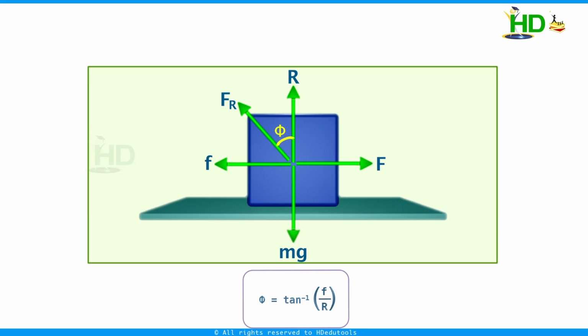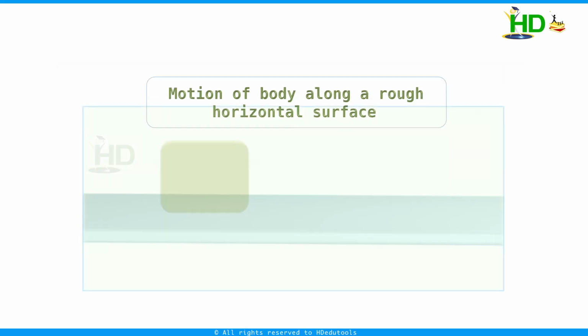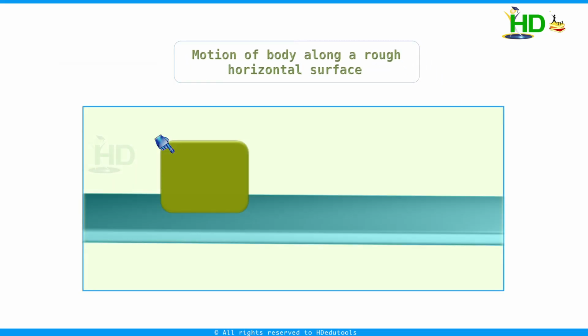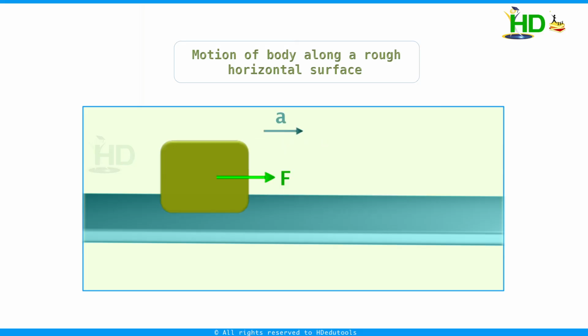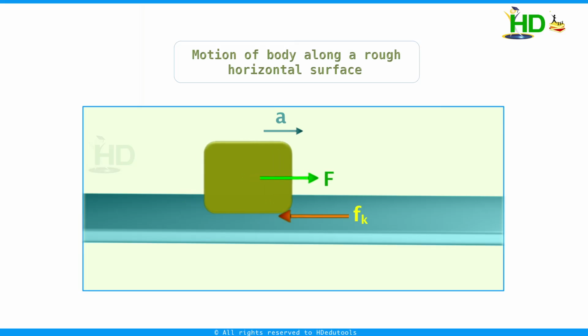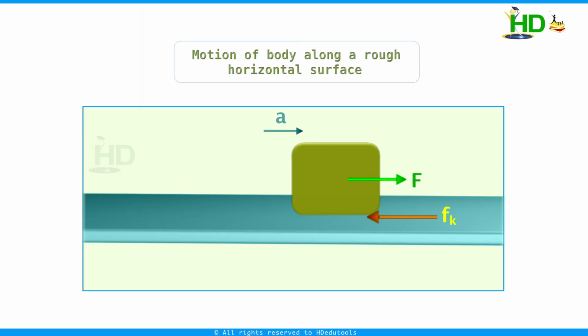Now we discuss the motion of a body along a rough horizontal surface. Suppose we consider an object of mass m placed on a rough horizontal surface. A force F is applied. Due to this force, the object is moving with acceleration a. When it is moving, the sliding frictional force Fk is acting on the body.